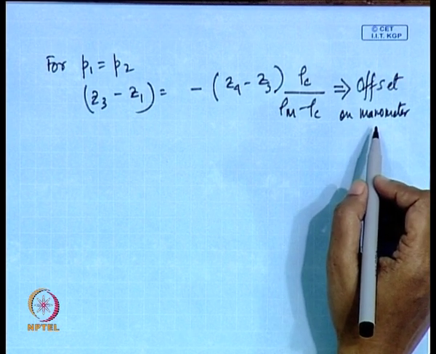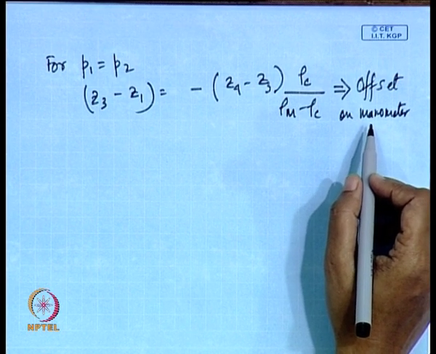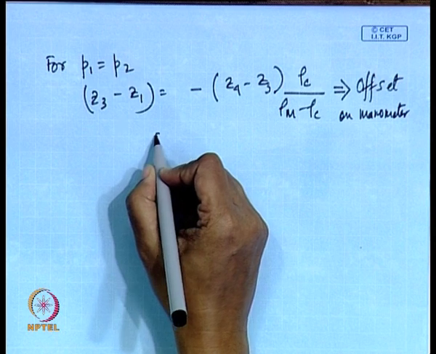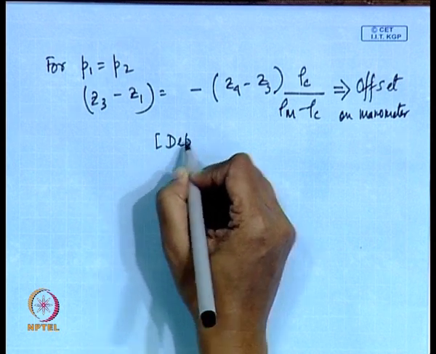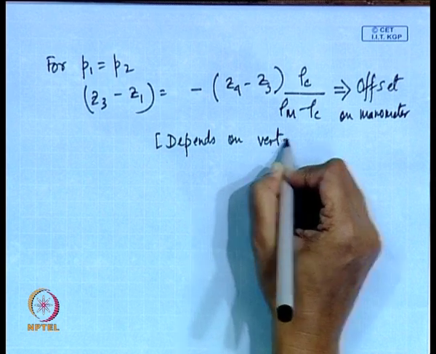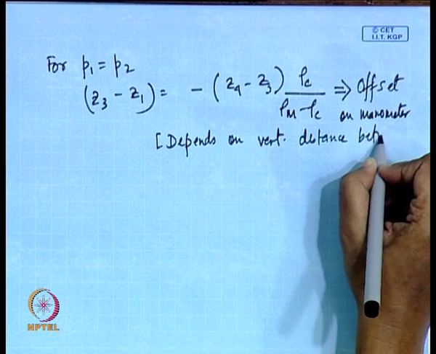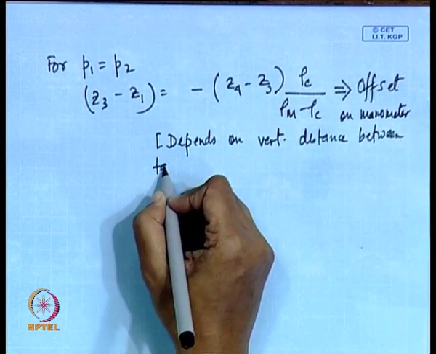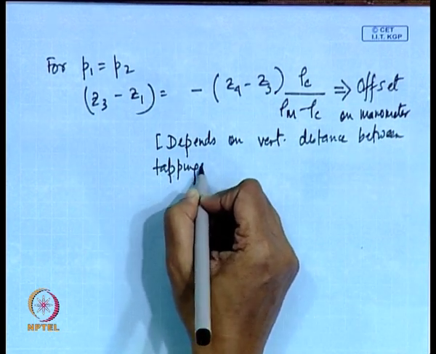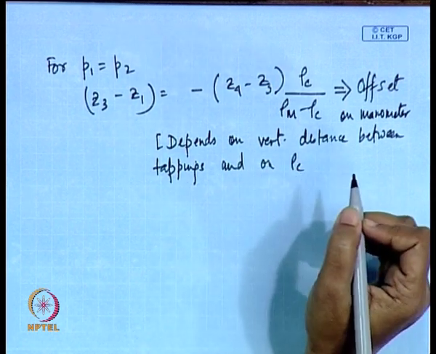It depends on the vertical distance between the tappings, and it also depends on rho c, isn't it? So, we find the offset depends on the vertical distance between tappings and on rho c. It depends on these two things. What else do we observe from here?